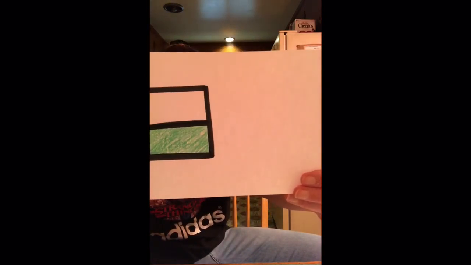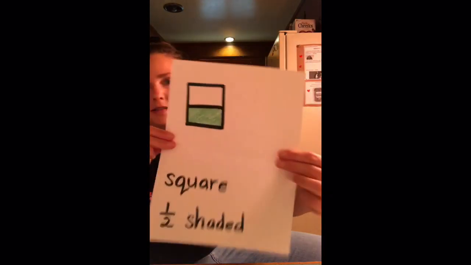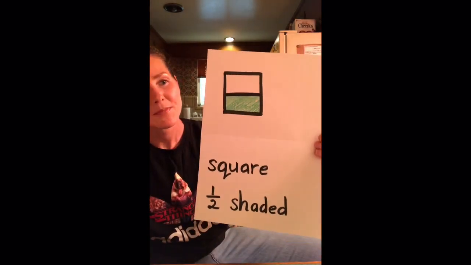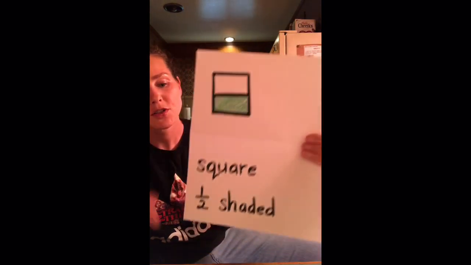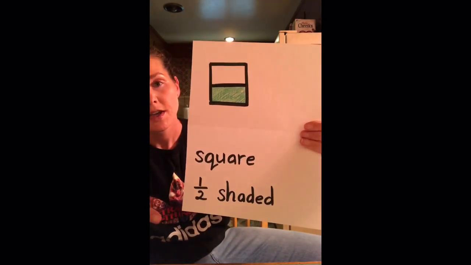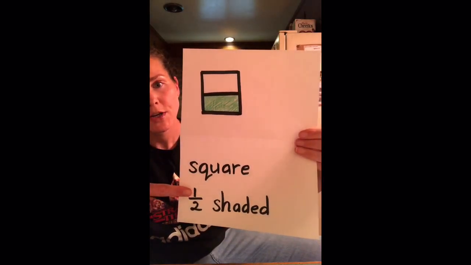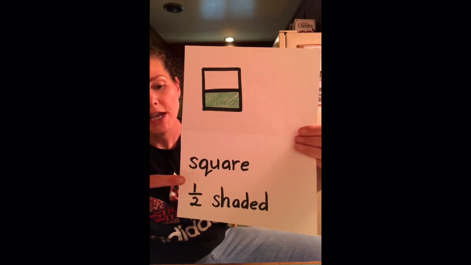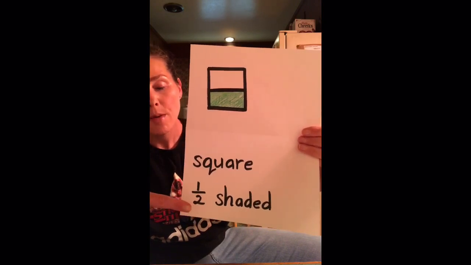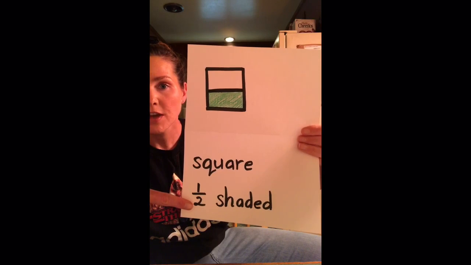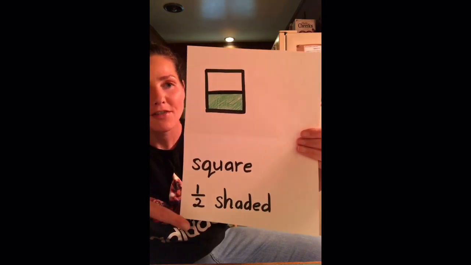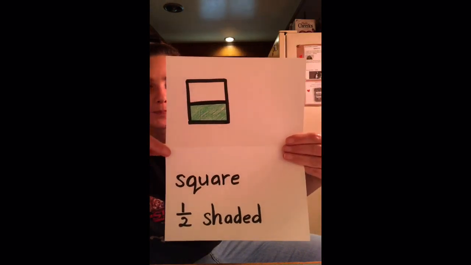Here's your next shape. That shape is a square. And it's been divided up into 2 parts. So your denominator is going to be 2, and one of the pieces has been shaded in with a green crayon, so your numerator is 1. And you can read this fraction as 1/2, which is probably the most common way to say this fraction. So half of the square was shaded in.